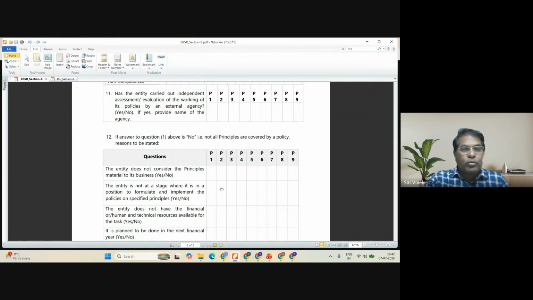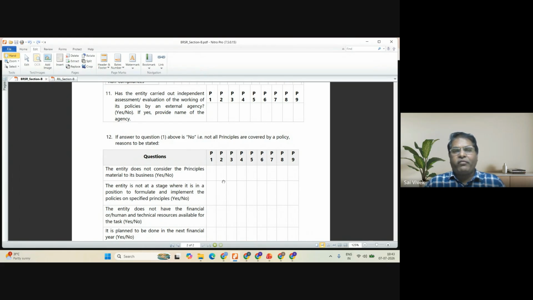Now here in the 12th one, it is said, do you have policies in place? And if they are not there, then we have to answer these questions. This is answerable only if your answer to question number 1 is no. If your answer to question number 1 is yes, then you need not answer the 12th question. Right? So the 12th question, A, the first one in this is, the entity does not consider the principles material to its business. I told you earlier that materiality is all about what matters to your business.